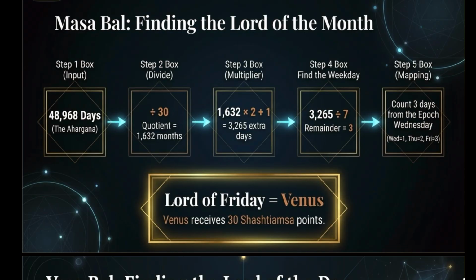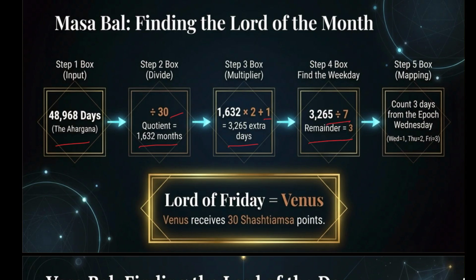Masadhipati: same number, the Ahargana remains the same. The formula is that we divide it by 30 and get the quotient, the months. So we are getting 1632. Then we multiply it by 2 and add 1, so we are getting 3265 days. Then whatever the days, we divide it by 7.